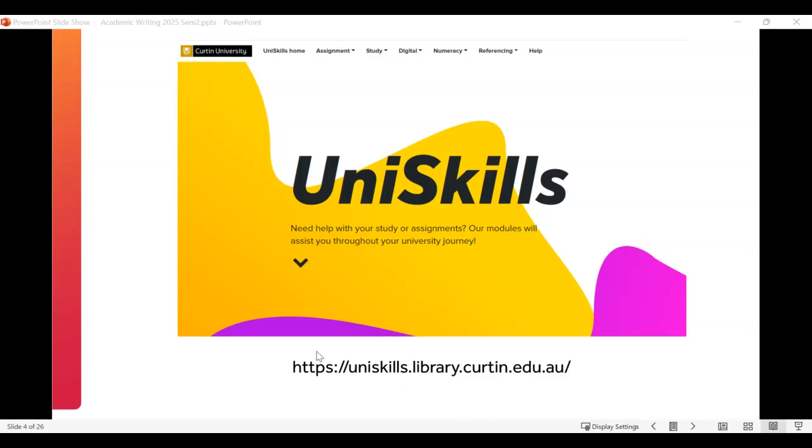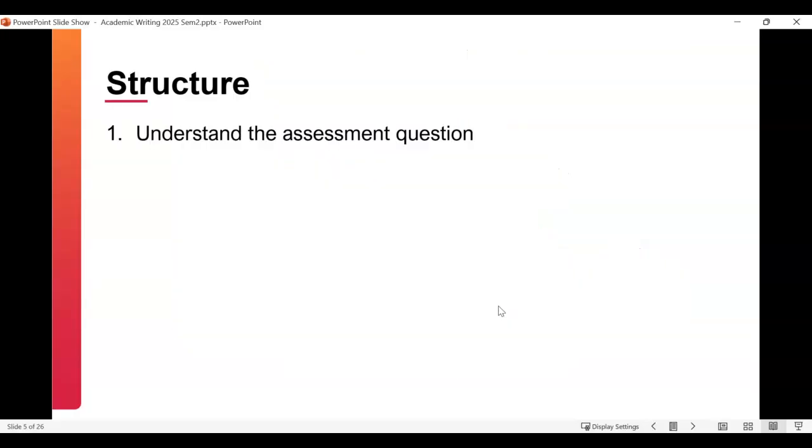So then let me get back to my slides. So let's talk about structure first. If you are at uni, you're going to have lots of assessments, and so the way you should approach any assessment is firstly go to the assessment question and find out what you are supposed to do. The structure and the academic writing I'm going to talk about today works for most assessments.